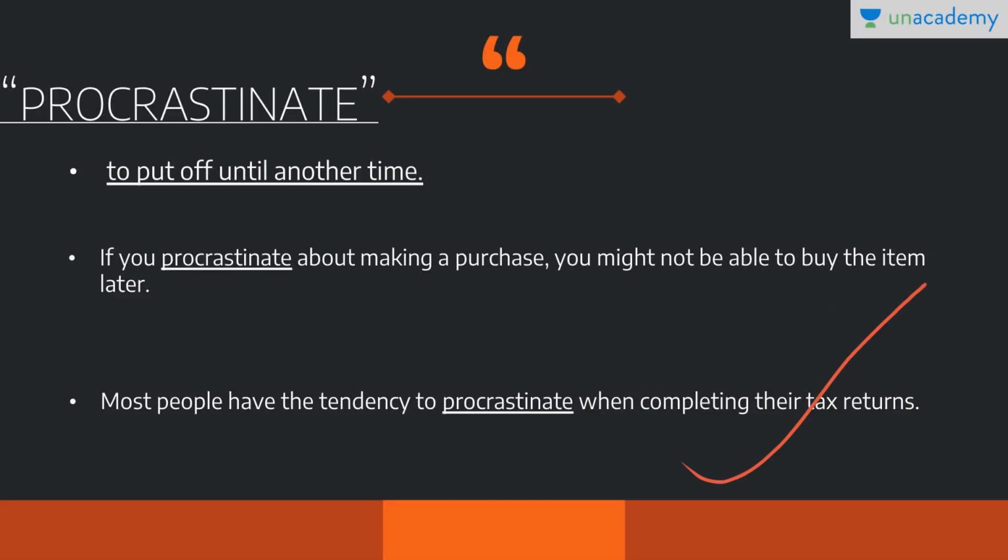Most people have the tendency to procrastinate when completing their tax returns. So most people have this tendency to put their tax returns off to another time. So this is why we are using this word. Now the word procrastination is itself a term, and it is usually used as a term, but procrastinate can be used as a verb and very easily put into a sentence. Whereas when we use procrastination, it is a term itself, so we cannot use it like this.